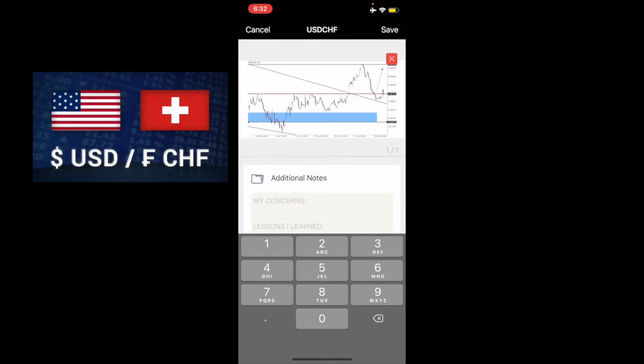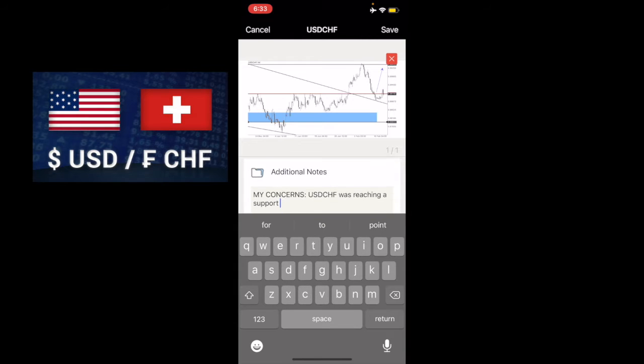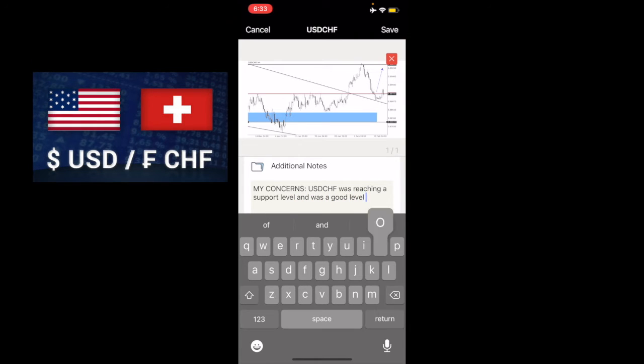Then this is the most important part, my concerns and lessons learned. On my concerns, I can say USD-CHF was reaching a support level, because it broke above this level, so it now became support. It was resistance, it broke above this resistance or key level, so it was coming to retest it. It was reaching a support level and was a good level of entry. Yeah, that was our concern.